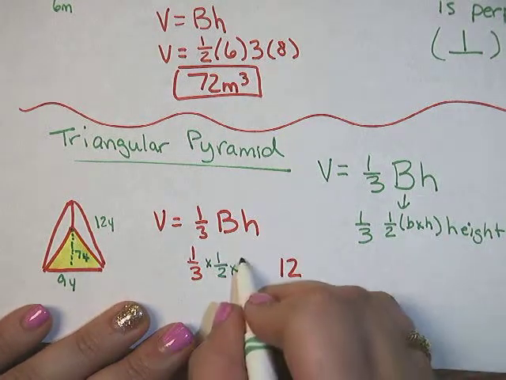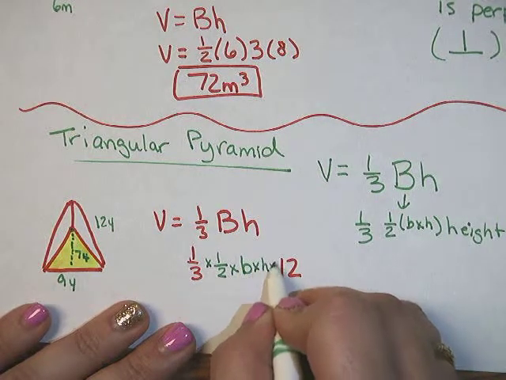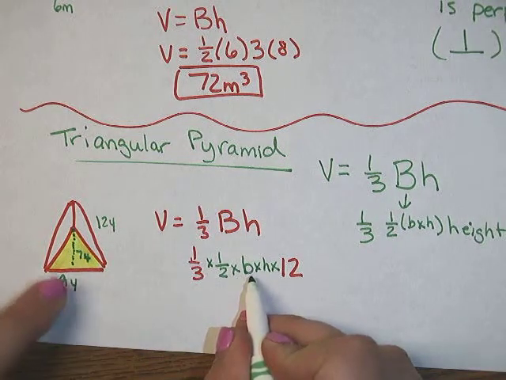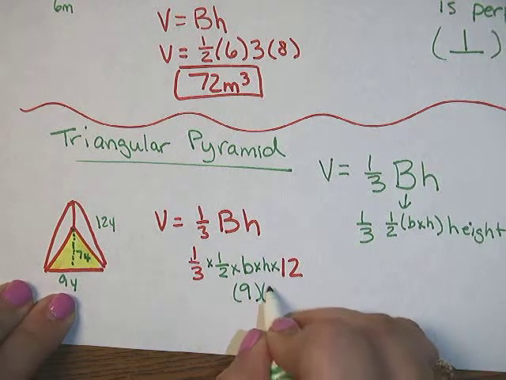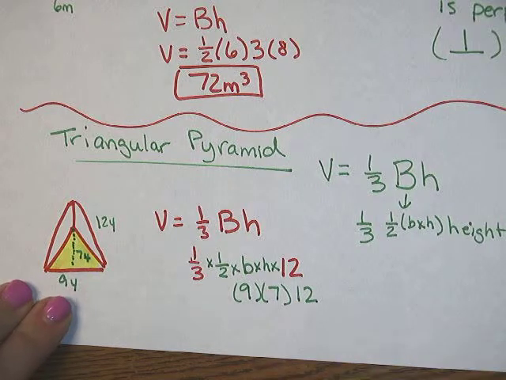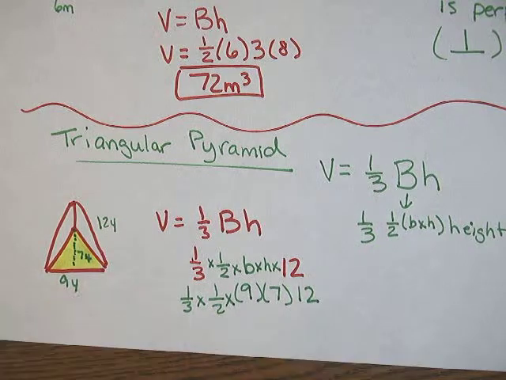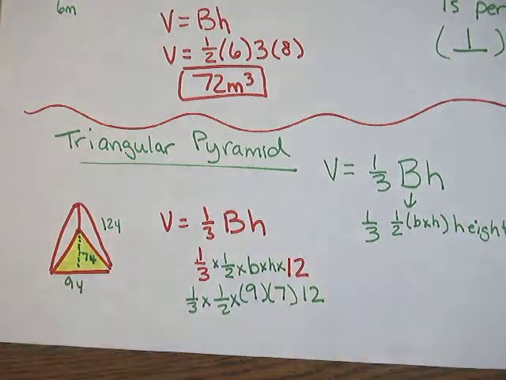So now for my base of this pyramid, it's a triangle. The formula for a triangle is 1/2 times base times height. So 1/3 and 1/2 are already there. What's the base? 9. What's the height? 7. And then my height is 12. So now I just multiply 1/3 by 1/2 by 9 by 7 by 12.